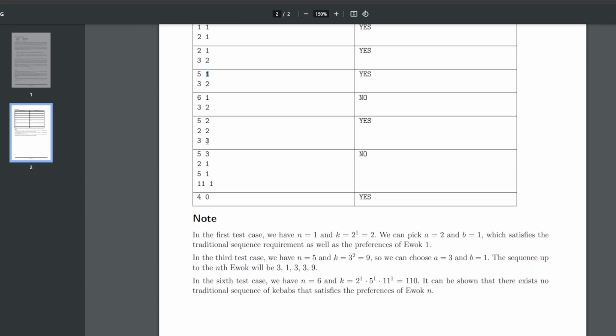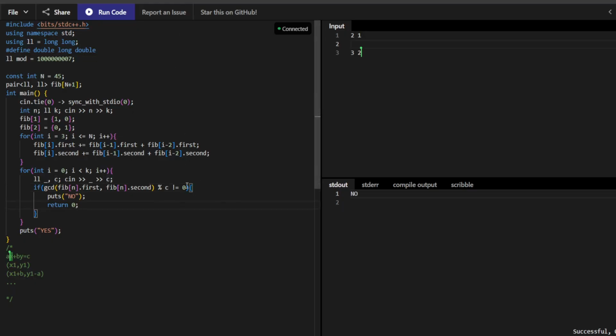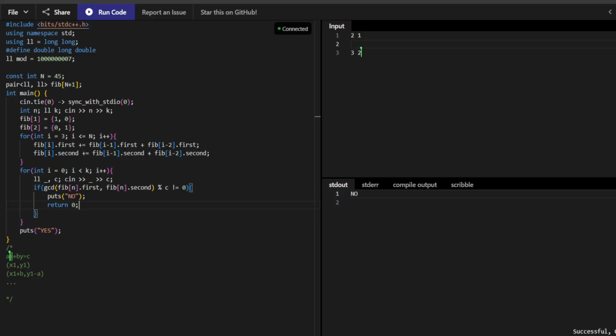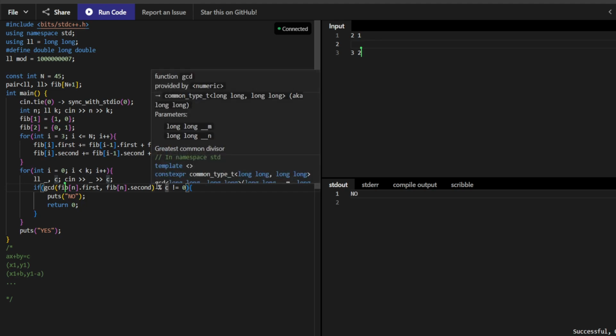Because you can just set it to anything. Well, if n is less than or equal to 2, then it's always possible. But is that an edge case? I don't know what you're doing here. Like GCD of fib n dot first and fib n dot second is always 1. Really? Yeah.